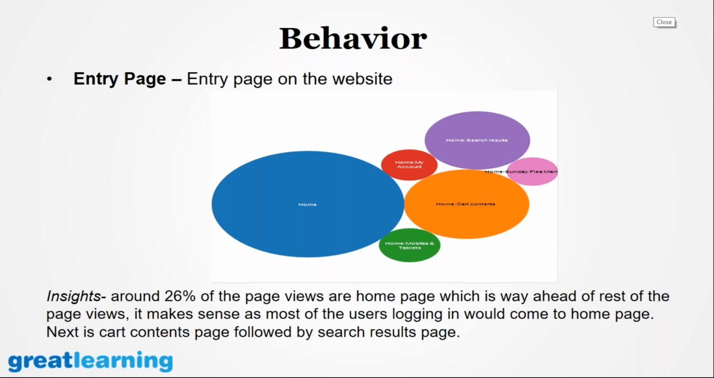Entry page of the website. So where are people entering from? What websites are they entering from? Maybe from the home page, the cart contents, Sunday flea market, any search results, my account, mobiles and tablets. Around 26% of the page views are home page, which is way ahead of the rest of the page views. It makes sense as most of the users who log in would come to the home page. Next is the cart contents page, followed by the search results.